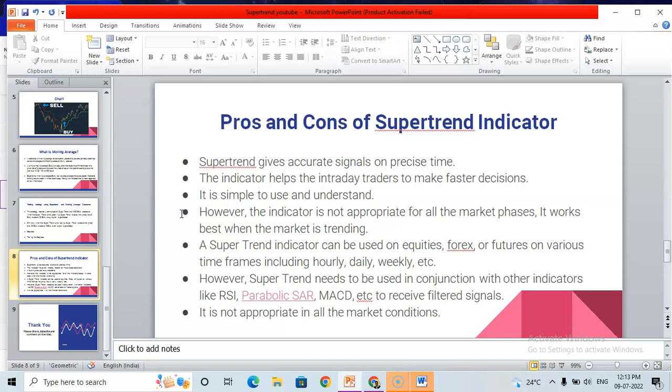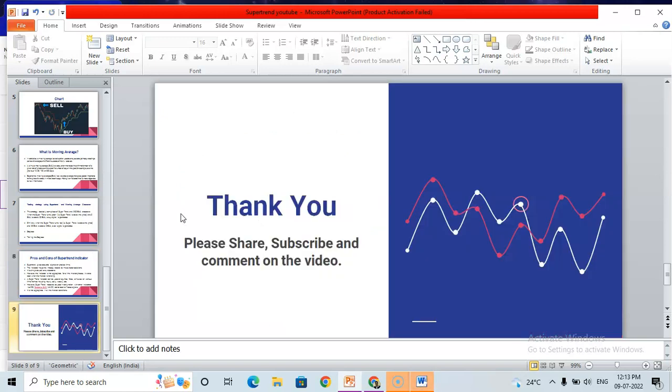Fine. So this super trend can be used with other indicators also like RSI, that is relative strength index, parabolic SAR, MACD, etc. to receive the filtered signal. So you can use it with that also. It is not appropriate in all the market conditions. So be clear that super trend will work only when the market is trending. Otherwise this super trend won't work. Fine. So this is about the super trend, how it works for the intraday.